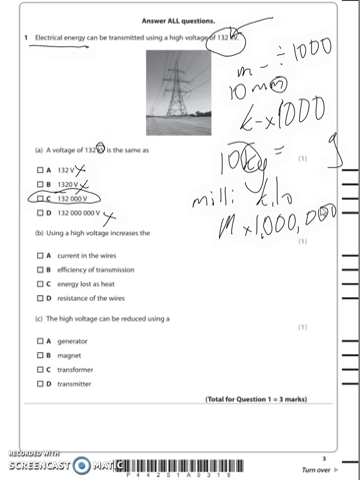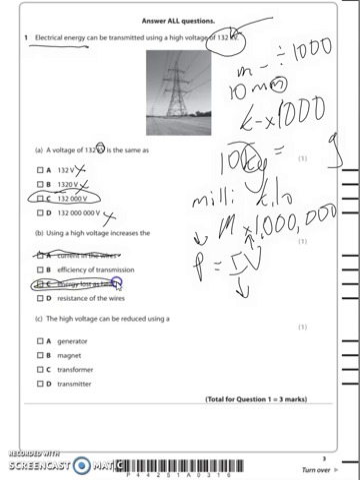Using a high voltage increases, is it the current in the wires? Well, we know as the voltage goes up that the current must go down, so it's not the current in the wires. That comes from the equation P equals I times V. We can't create more power by upping the voltage, so if the voltage goes up, the current has to go down. Is it the energy lost as heat?